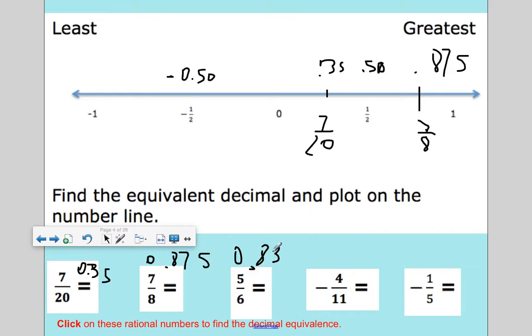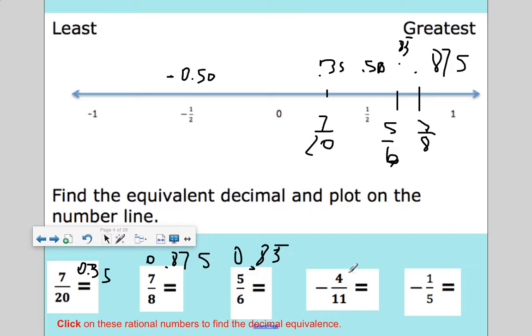Where would you find this? Well, we know in the thousandths place it'd be 833, so it has to come right here. So far on our number line, looking at the positive numbers, it goes from 0, 7/20, 1/2, 5/6, 7/8, from least to greatest.